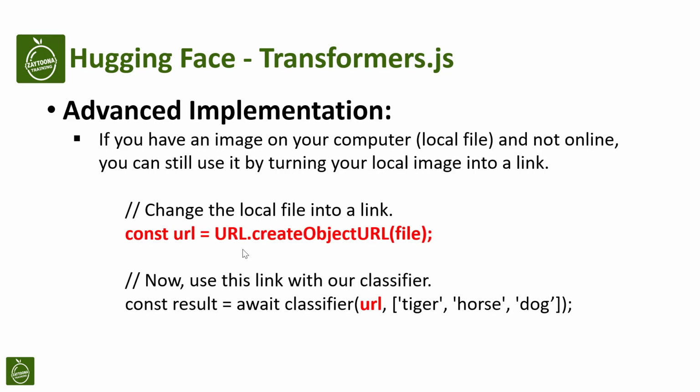If you have a picture on your computer and it is not online, you can still use it. First, we turn the picture into a special link using URL.createObjectURL of the file. This gives us a special link that our program can read. After we get this link, we pass it to our classifier.